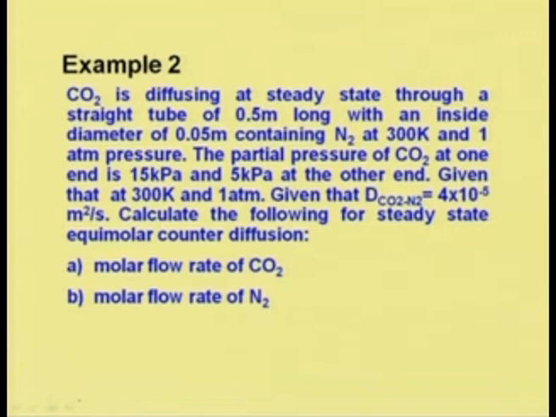Now, let us have an example where equimolar countercurrent diffusion is occurring. Consider the similar gas as we have considered in example 1. CO2 is diffusing at steady state through a straight tube 0.5 meter long, with an inside diameter of 0.05 meter, which contains nitrogen gas at 300 Kelvin and 1 atmosphere pressure.